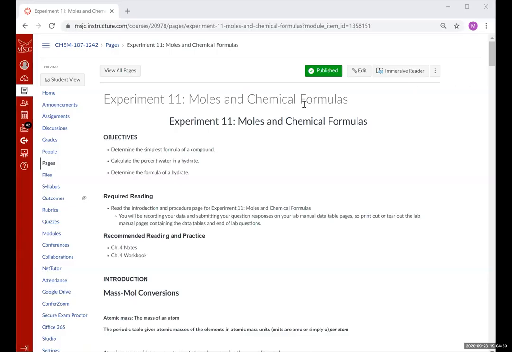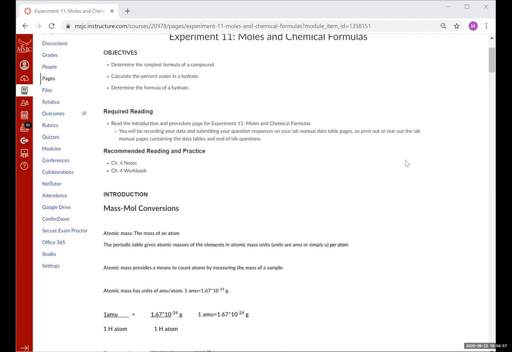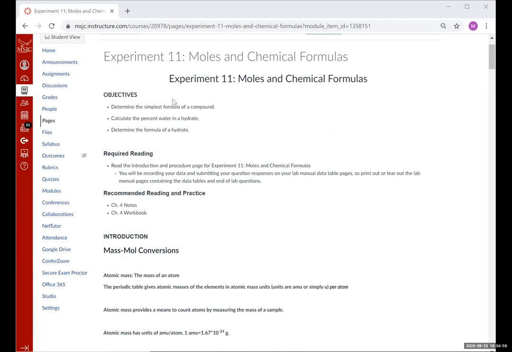Okay, so the lab that we're working on today is experiment 11, known as moles and chemical formulas. In this lab, we're going to determine the simplest formula of a compound, known as the empirical formula, calculate the amount of water in a hydrate, and determine the formula of a hydrate.